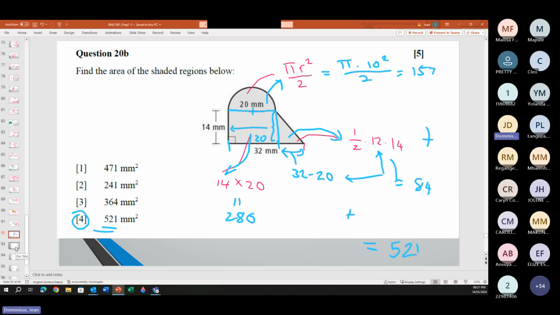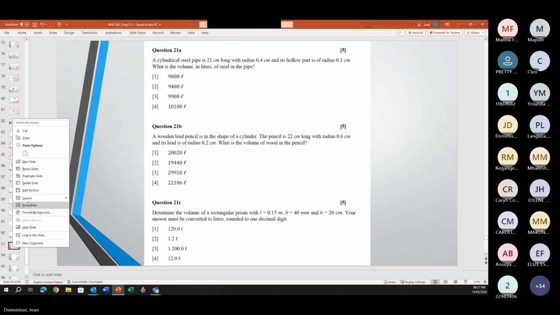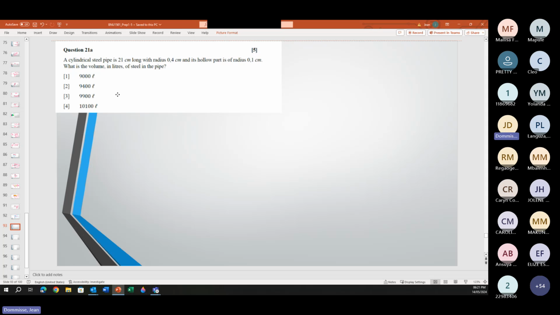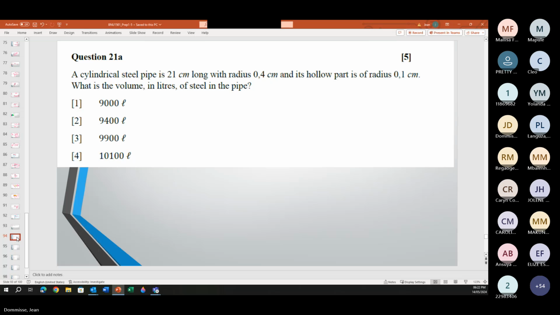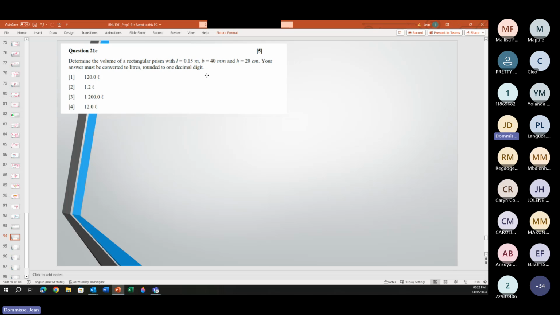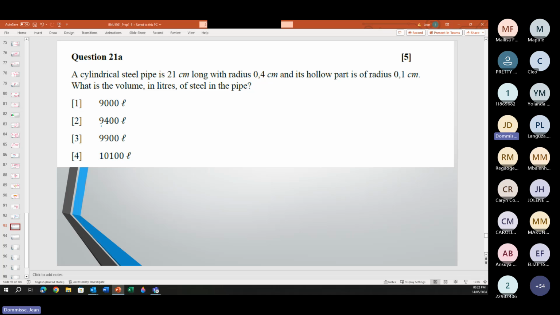Okay, so now we probably will go into volume. So let's duplicate again, but let's just do 2 of them. So let's do this one. Oh, and I think this one was the one that has a mistake on it. So let's do question 21C, and hopefully that also doesn't have a mistake on it. Okay, so let's just look at this.